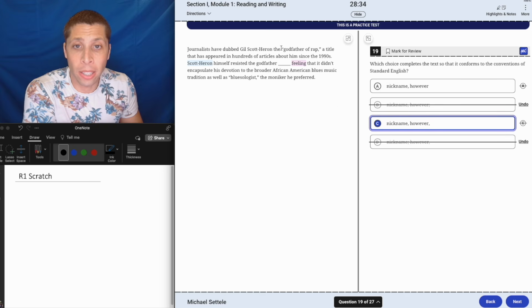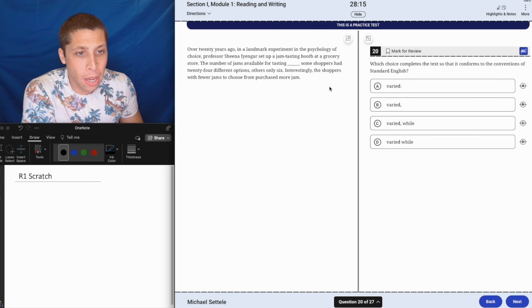Journalists have dubbed Gil Scott Heron the Godfather of Rap, a title that has appeared in hundreds of articles about him since the 1990s. However, Scott Heron himself resisted the Godfather nickname, feeling that it didn't encapsulate his devotion to the broader African-American blues music tradition. Yeah, so annoying, but connector placement, predictable rule.